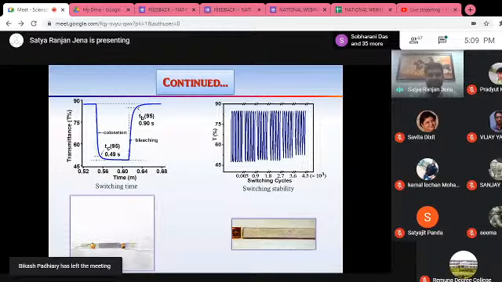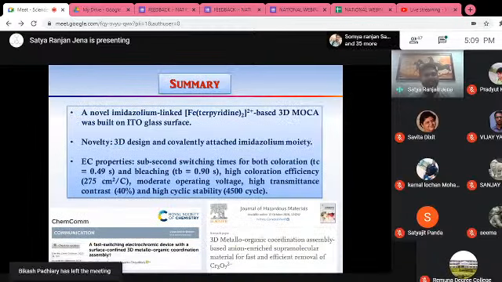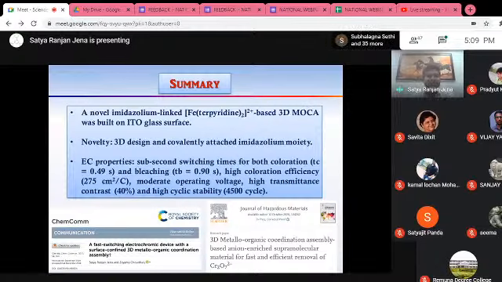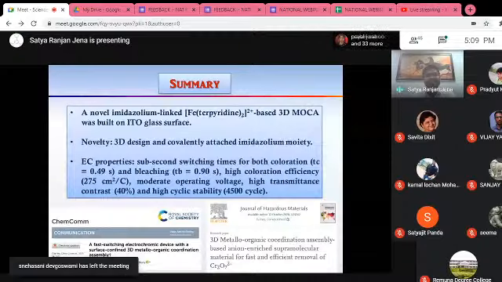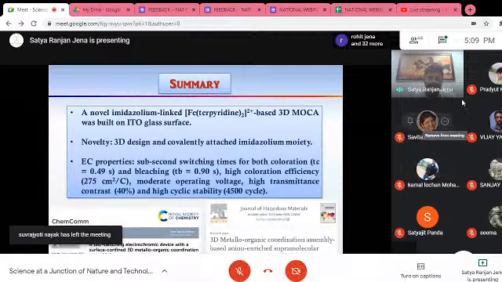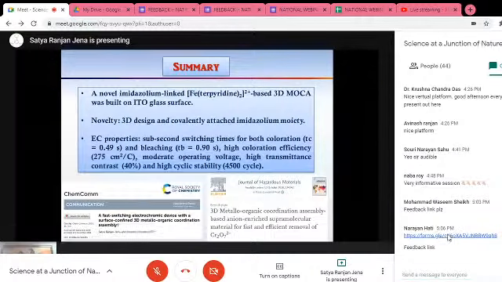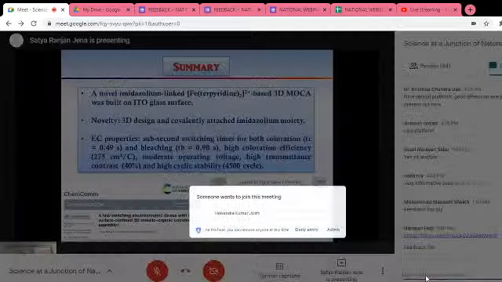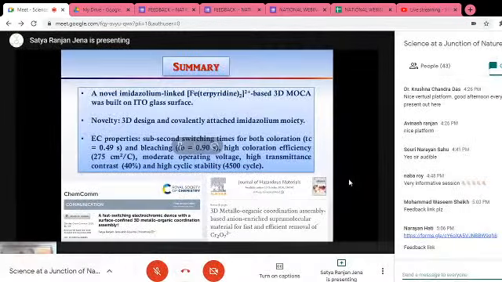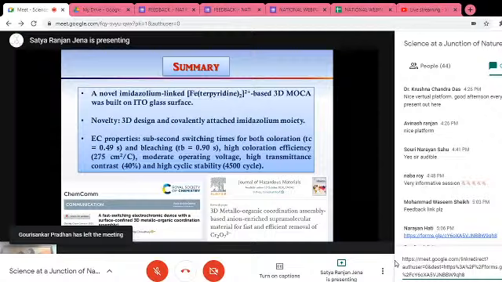Okay, then let's summarize it. We synthesized a novel imidazolium linked iron terpyridine based moiety, which we used for the assembly formation on the ITO substrate. That design gave us a fast electron transfer, which leads towards fast switching. Also, we got a coloration efficiency of 275 centimeter square per coulomb, which is comparable to the recent trend, and also a moderate operating voltage between 3.2 volt to minus 2 volt, optical contrast of 40% and cyclic stability up to 4,500 cycles.